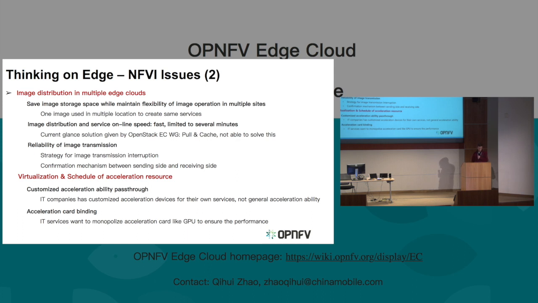Image distribution. So again, in a multiple edge cloud environment, how do you maintain synchronization of those images? How do you distribute those at fast enough speed to meet the requirements of all the edge nodes? And how do you maintain reliability and security and that kind of thing?